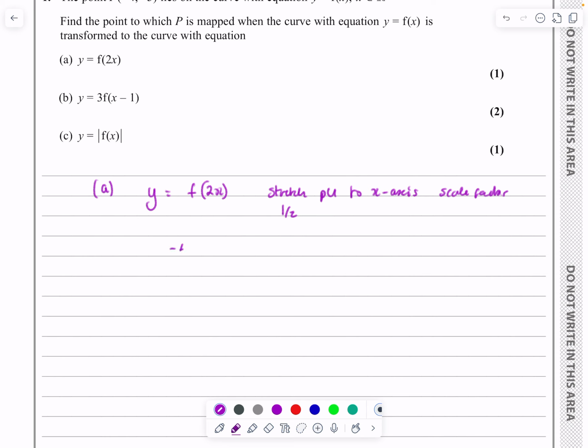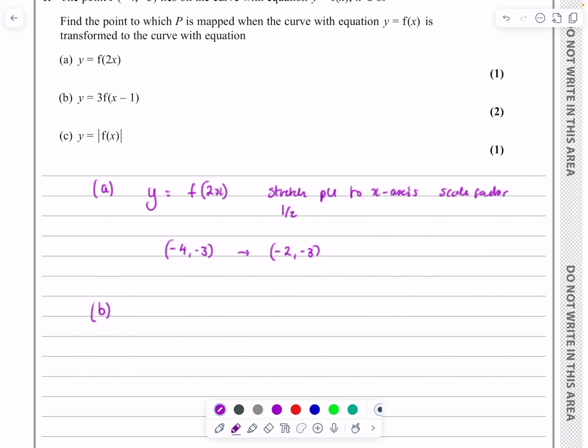We've just got the point (-4, -3), and so what happens is the x value, instead of going out to -4, is going to stay at -2, so (-2, -3). This value here has been scale factor a half, in effect. On the y, no change at all.